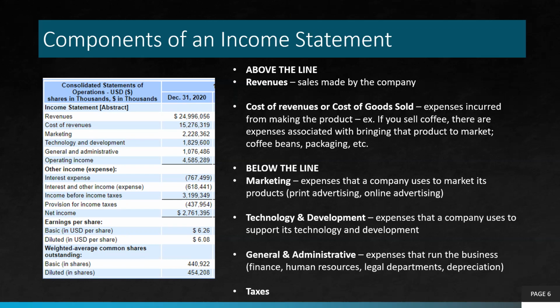Then you have below the line, and these are all of the other types of expenses: marketing, technology and development, general and administrative, and they'll each contain various sub-departments under marketing, under technology and development. For example, general and administrative really doesn't tell you much, but these are the expenses that run the business. It's the finance department, the human resources department, the legal department, and it could be depreciation. Other expenses that you'll see are the interest expenses as well.